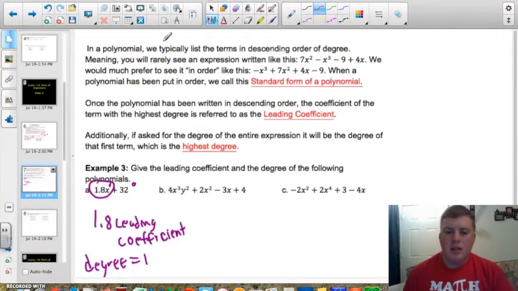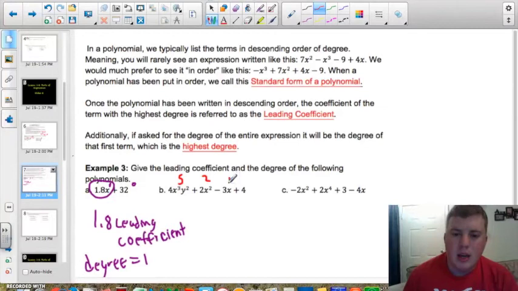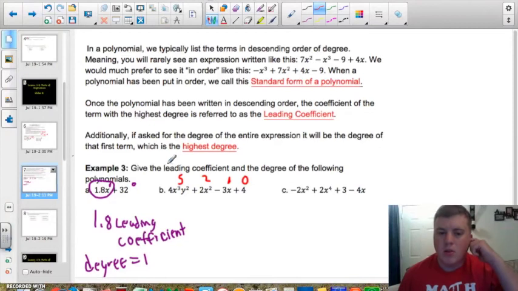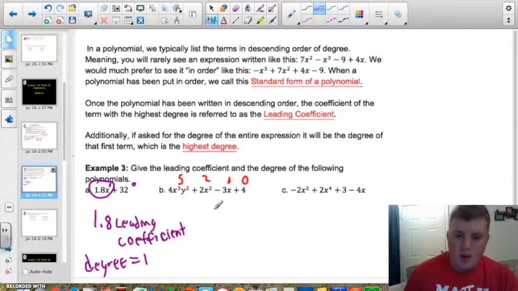Looking at the next one, it's a little bit more complicated. Let's go ahead and figure out the degree of each term. 3 plus 2 is going to be 5. Here we only have the one exponent of 2. Here we have an invisible 1. And here we don't have any variable at all, so our degree is going to be 0. If we look in order, we have 5, 2, 1, 0. So this is listed in order from the highest degree to the lowest degree. So we already have it in standard form.